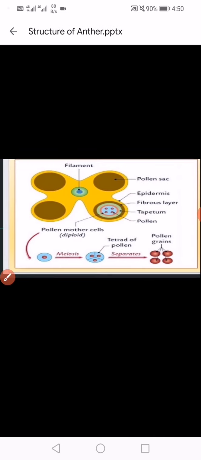So now let's move on to the next topic, structure of a pollen grain. At the end of microsporogenesis, microspores get converted into pollen grains. Here each pollen grain is referred to as a male gametophyte. Why? Because the pollen grain carries the male gametes. Hence, because of the presence of male gametes, the pollen grain is referred to as a male gametophyte. Now, these are the pictures of a pollen grain.